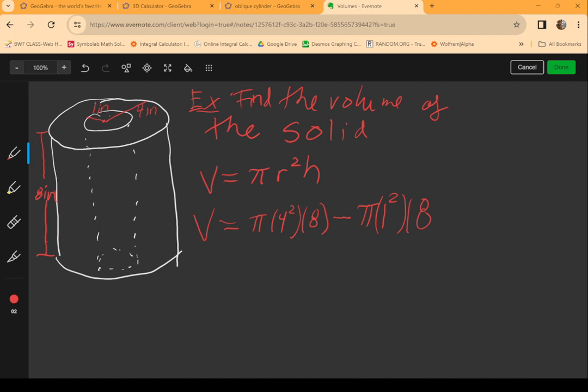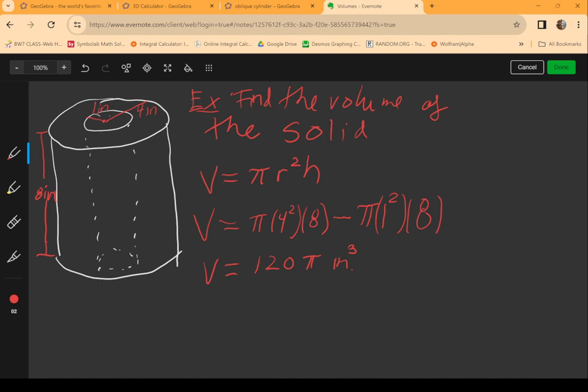All right, so as it turns out, now we just do the calculation. So volume, what's that, 16 times 8, well, that's 128, minus 8, so we get 120 pi inches cubed. All right, don't forget the units. Very important that we note 120 cubic inches.